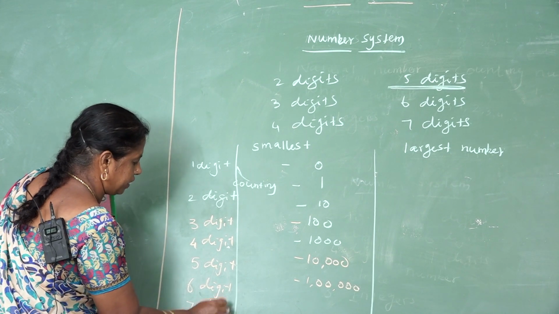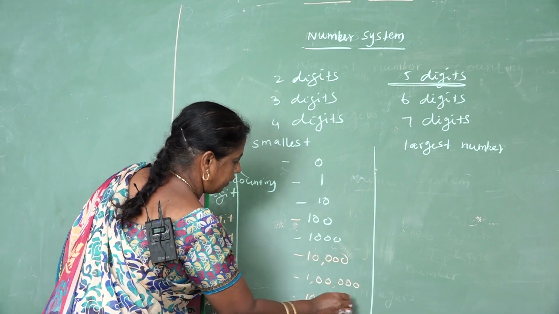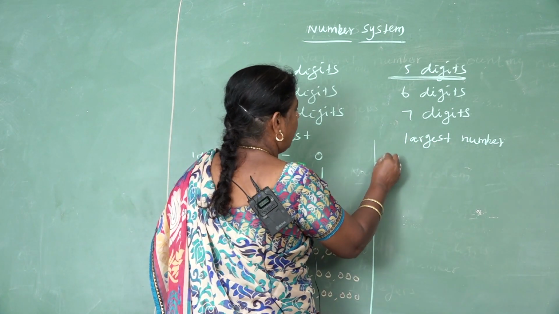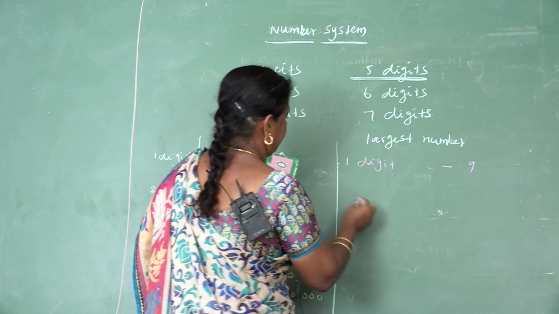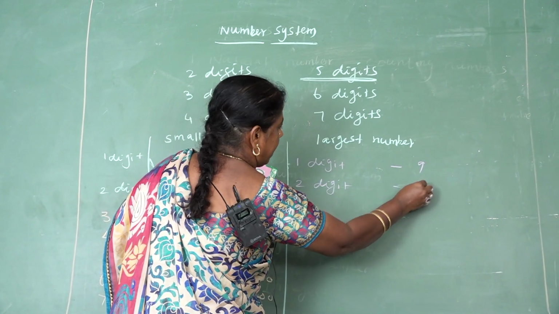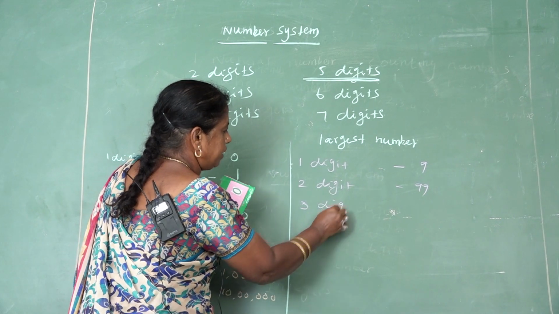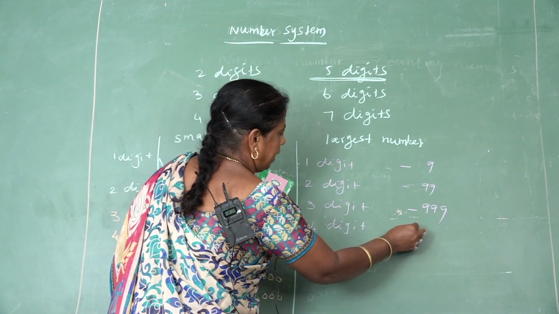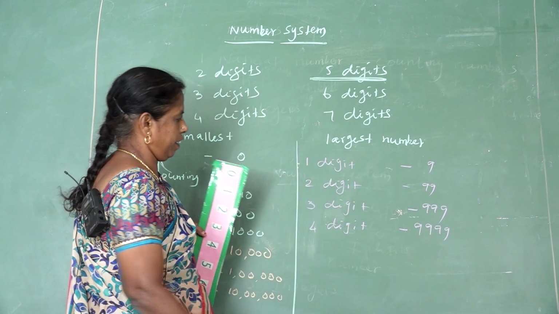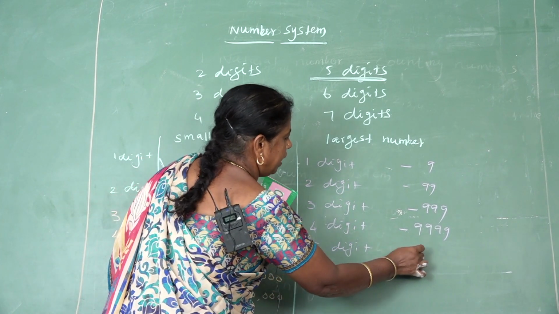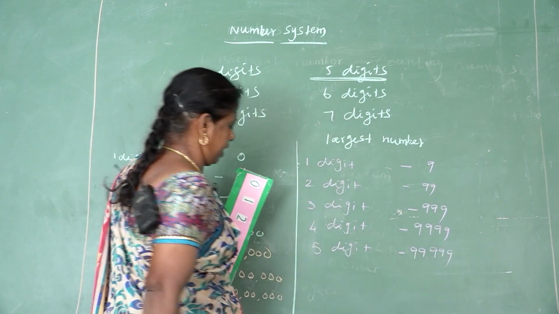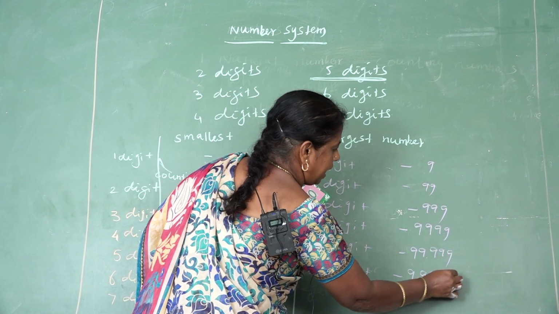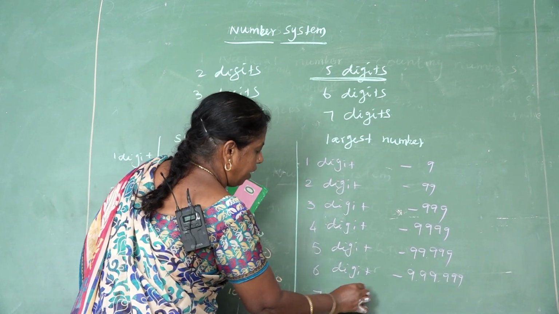Smallest 7-digit number is 10 lakhs. Okay, now we move to the largest number. 1-digit largest number is 9. 2-digit largest number is 99. 3-digit largest number is 999. 4-digit largest number is 9999. 5-digit largest number is 99999. 6-digit largest number is 9,99,999.